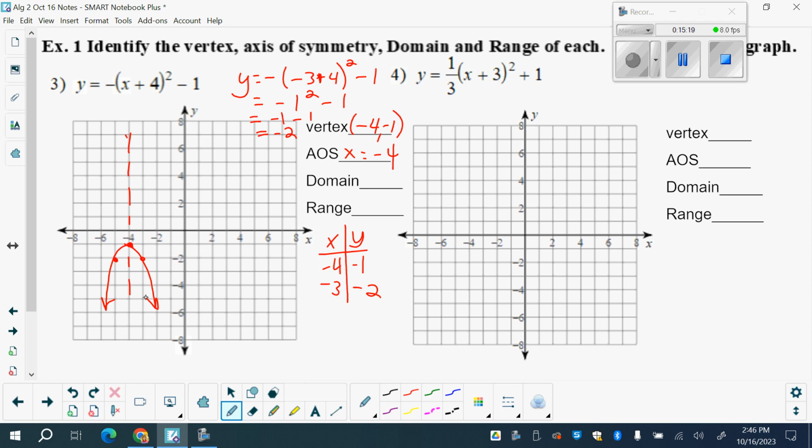So, Apollo, what's the domain? Infinity and negative infinity. Which one comes first, the negative infinity or the infinity? Negative infinity. Yes.